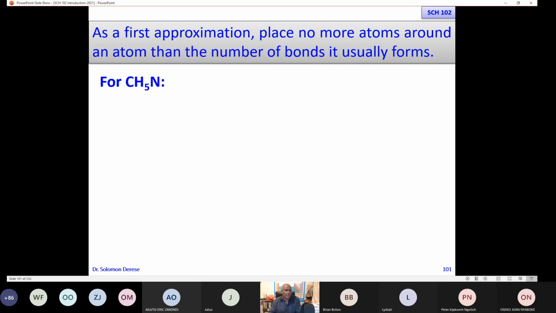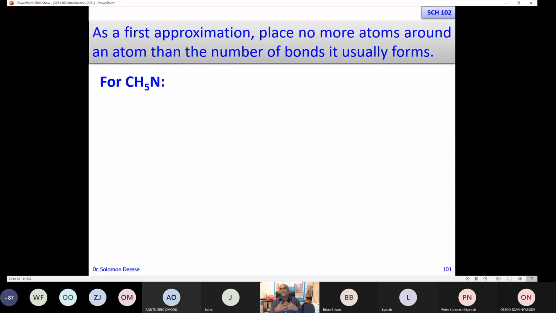For example, if you are asked to draw the Lewis structure of the molecule with a molecular formula of CH5N, 1 carbon, 5 hydrogens, and 1 nitrogen, you see that you have carbon, nitrogen, and also hydrogen. Even hydrogen should be on the outside. That means hydrogen should not be surrounded by more than 1 atom. So we keep the hydrogen on the outside. And then you will be surrounding the carbon and the nitrogen with other atoms.